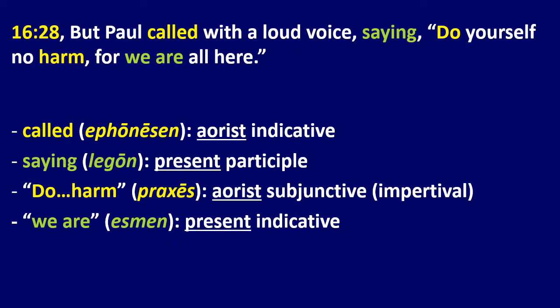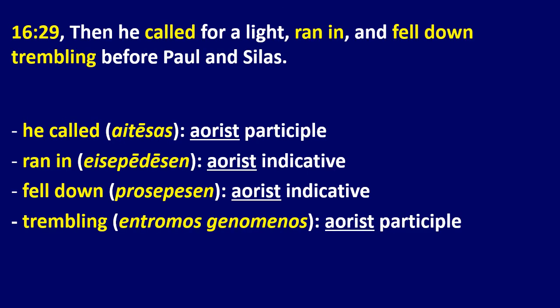Verse 28, but Paul called with a loud voice, saying, do yourself no harm, for we are all here. And again, you have 2 aorist uses, 2 present tense uses here. Nothing too significant or profound that should be read into the varying tense uses here. Verse 29, then he called for a light, ran in, and fell down, trembling, before Paul and Silas. 4 different uses here of the aorist, and again, all just relating some very common details to advance the story. Nothing too significant to read into them.